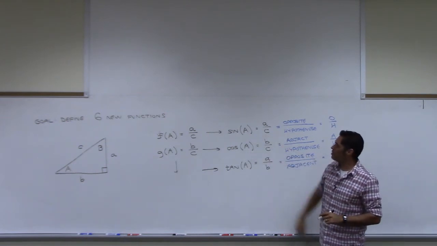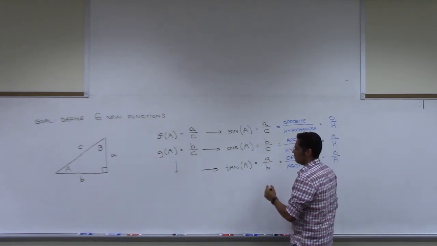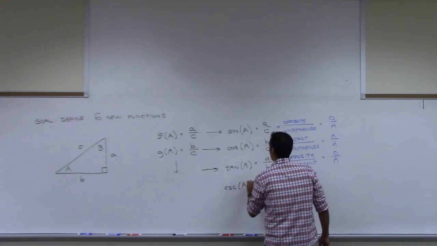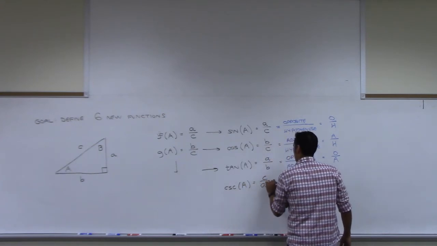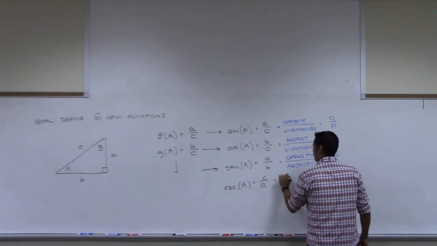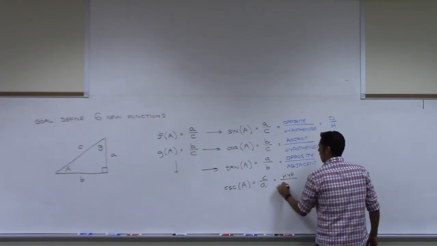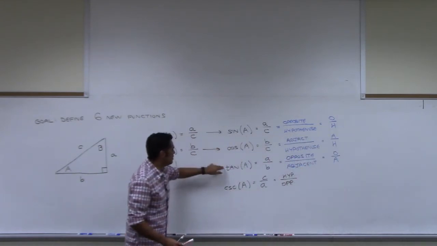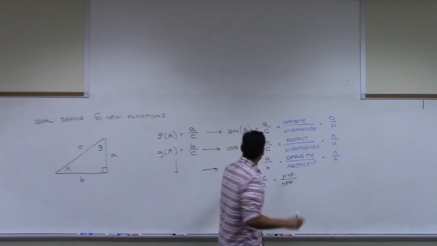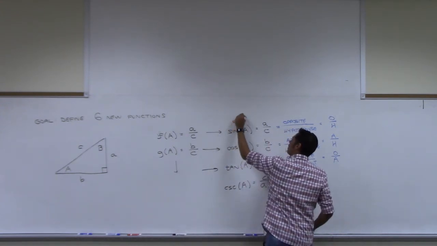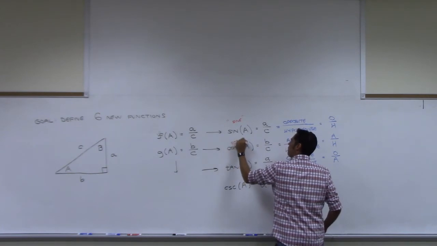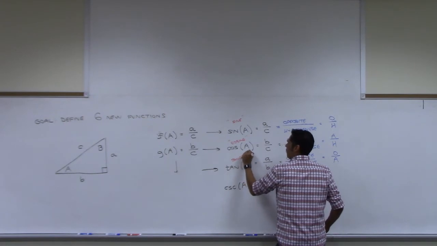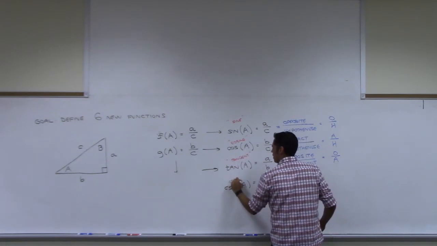The reciprocal function for sine, anyone know it? Secant. Cosecant. It's cosecant. Cosecant of A equals C over A, which is the hypotenuse over the opposite. By the way, these are the abbreviations. I'll put up here the proper English word for this. Sine, okay? This is cosine, tangent. This is cosecant.